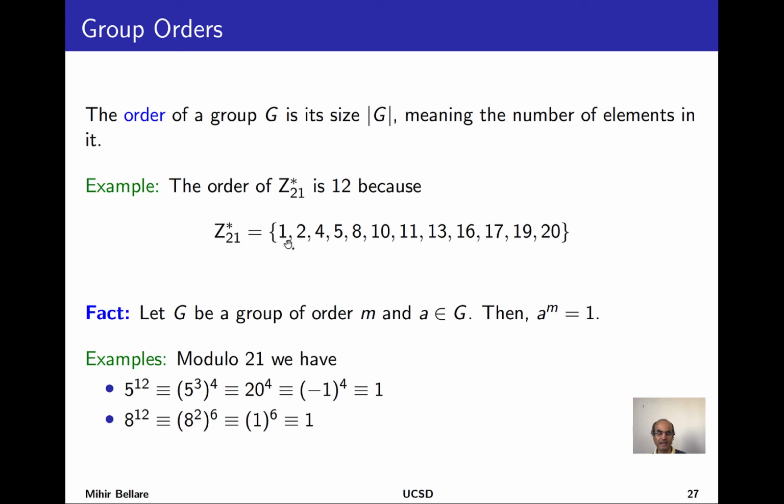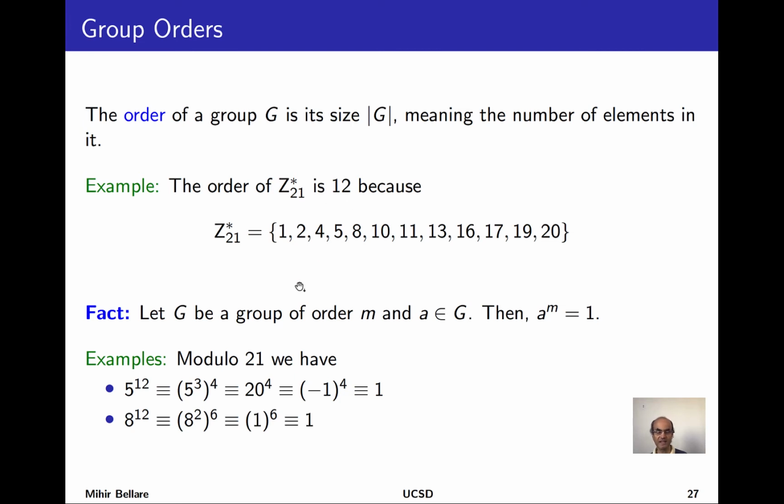How do we get that? We take all numbers between 1 and 20 and throw away anything that has a common divisor with 21. So we throw away all multiples of 3 or 7. And here's what we're left with. Now, count how many things there are in here, and it turns out there are 12. So the order of Z star 21 is 12.